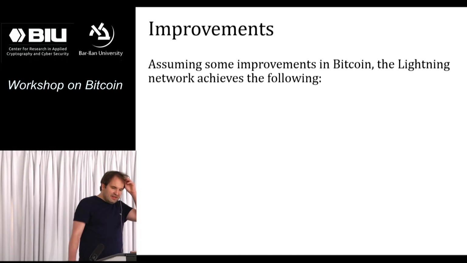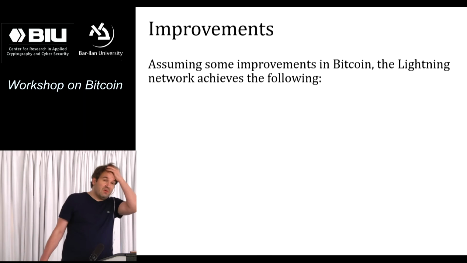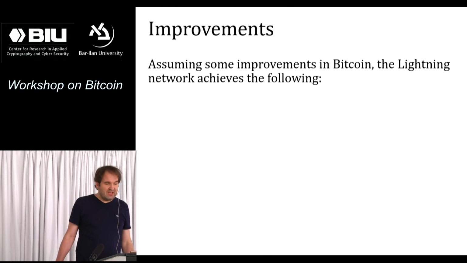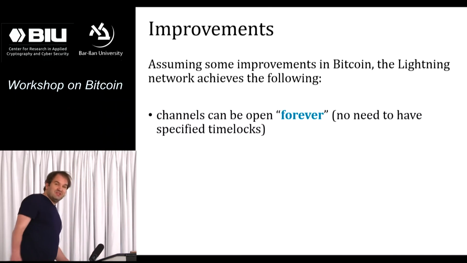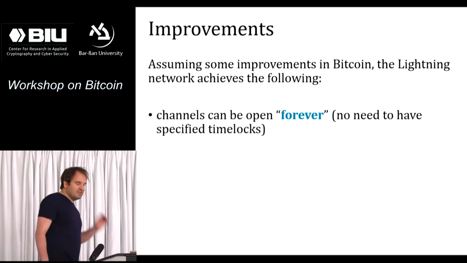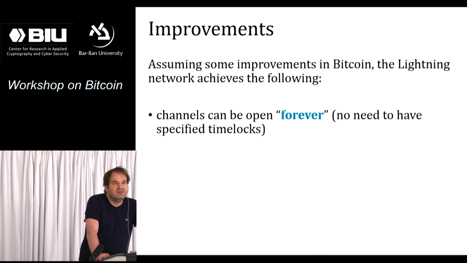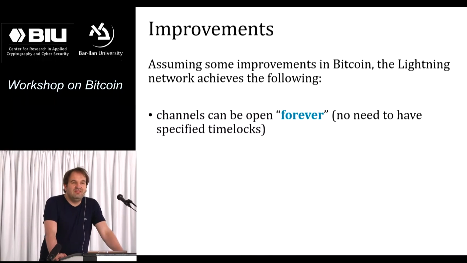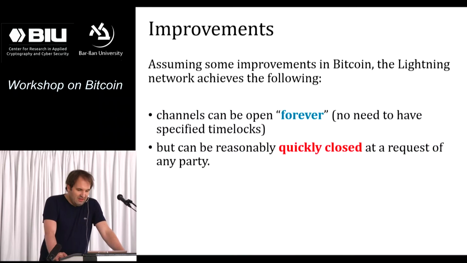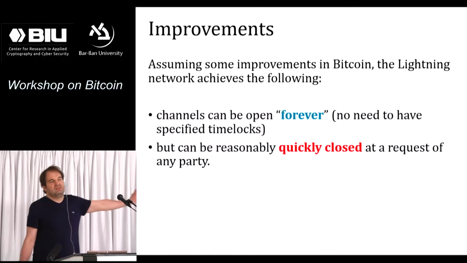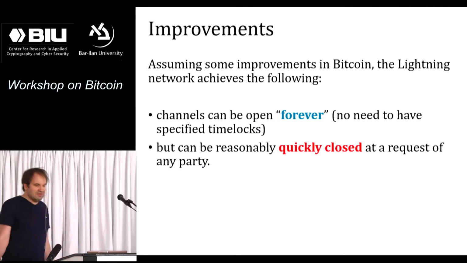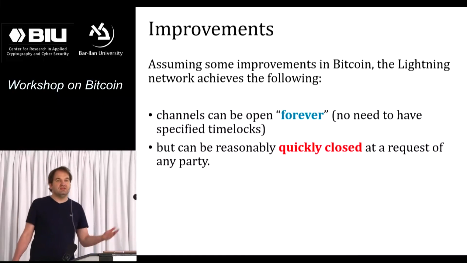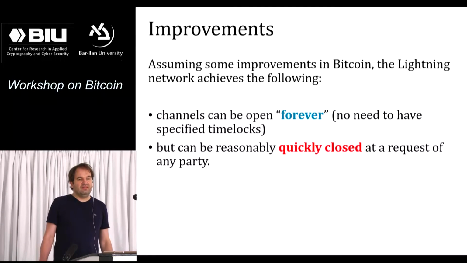Unfortunately, the Lightning Network, as it is presented now, requires several changes in the Bitcoin specification. But assuming several things in Bitcoin are changed, they can have channels that are open forever. So you don't have to specify this 30 days thing. You can have a channel that is open until the end of the universe, and if one party decides that she wants to close the channel, then she can do it. But there is no specific deadline when it has to be done.